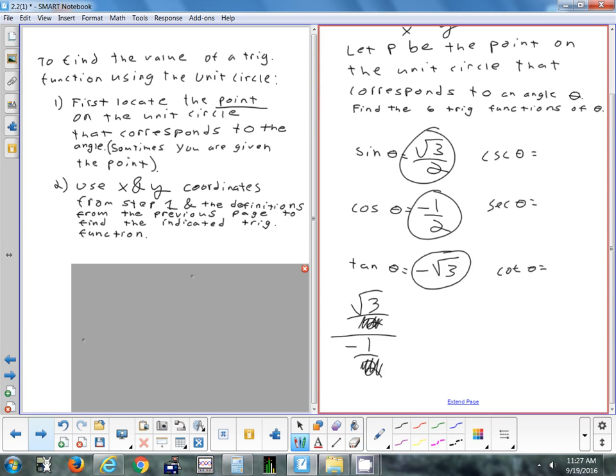Right, so Marquise, what do I get if I flip that? 2 over 3 square root. 2 over, how do you say it? Square root of 3. Good job, 2 over square root 3. Now, is that okay as a final answer? No, what's wrong with that, Sam?